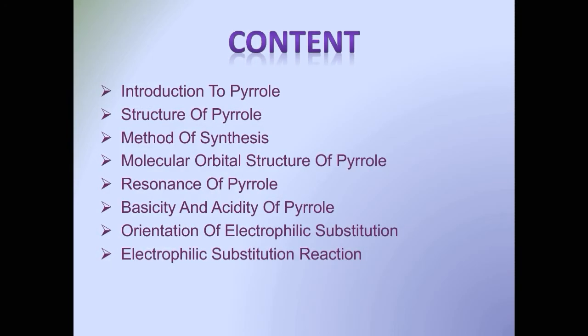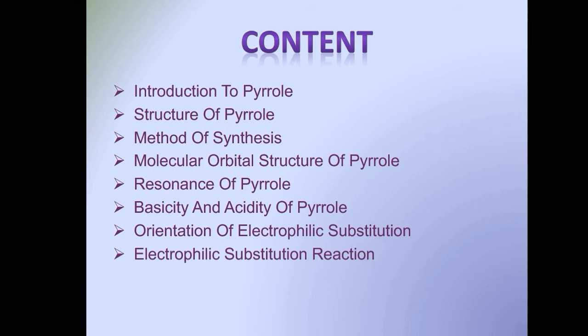In this, we'll discuss the introduction of pyrrole, then the structure of pyrrole, then how pyrrole is synthesized. The next is the molecular orbital structure of pyrrole, then resonance of pyrrole. Then we will study the basic and acidic character, that is the basicity and acidity of pyrrole. As pyrrole is aromatic, it undergoes electrophilic substitution reaction. So for that we will see the orientation of electrophilic substitution reactions, then the electrophilic substitution reactions.